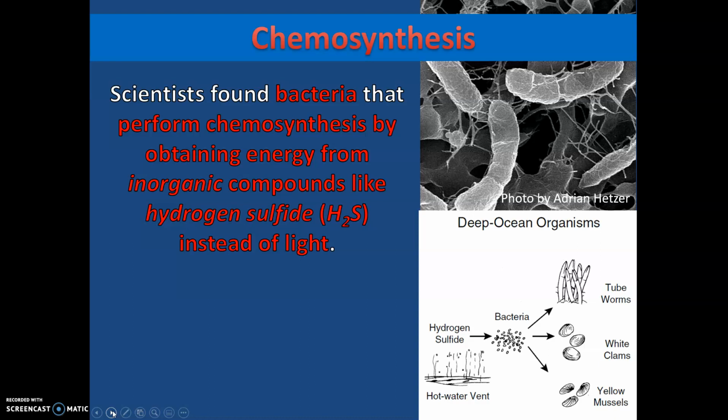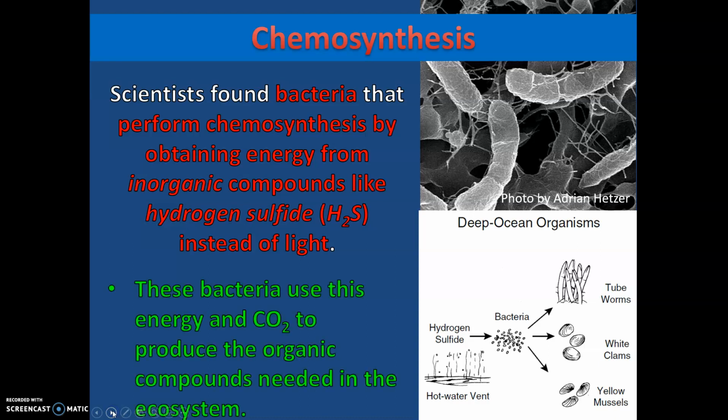So these scientists found these bacteria that perform chemosynthesis by obtaining energy from the inorganic compounds like hydrogen sulfide instead of light. And these bacteria use this energy and carbon dioxide to produce the organic compounds needed in the ecosystem. So they'll use the energy from these hot water vents, and the bacteria will create the food, and then those bacteria will be the basis of that food web.